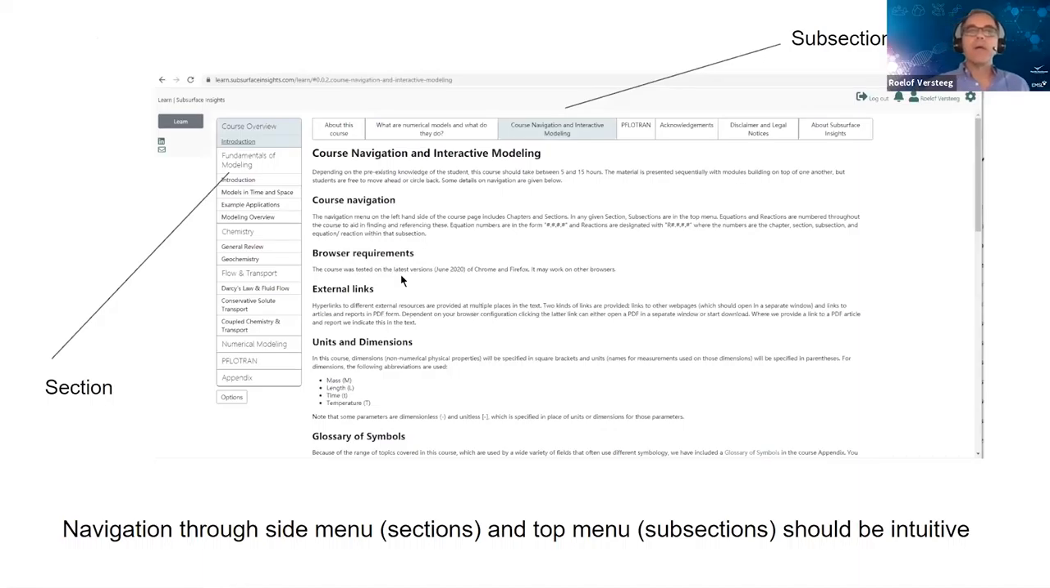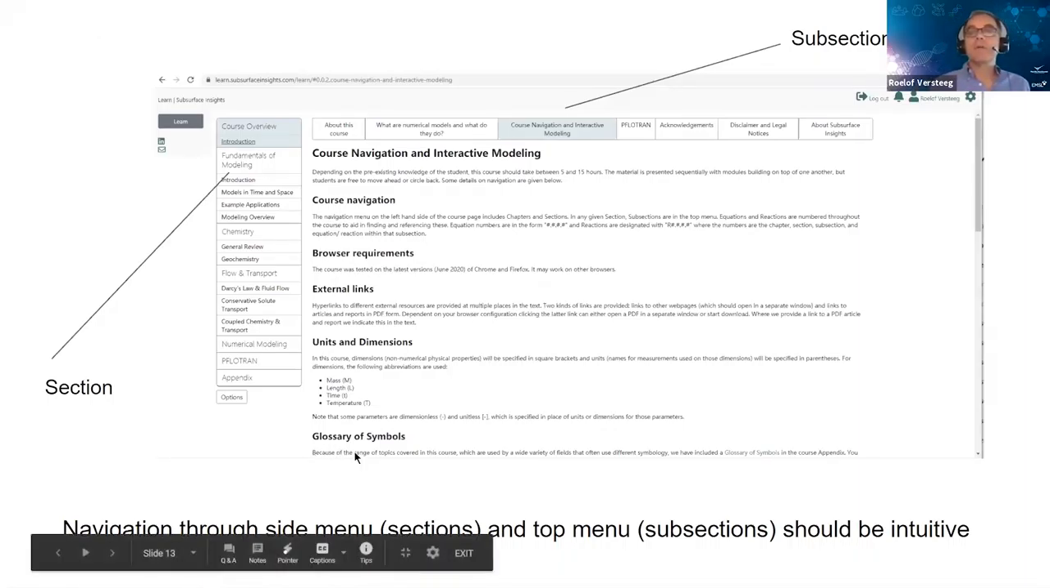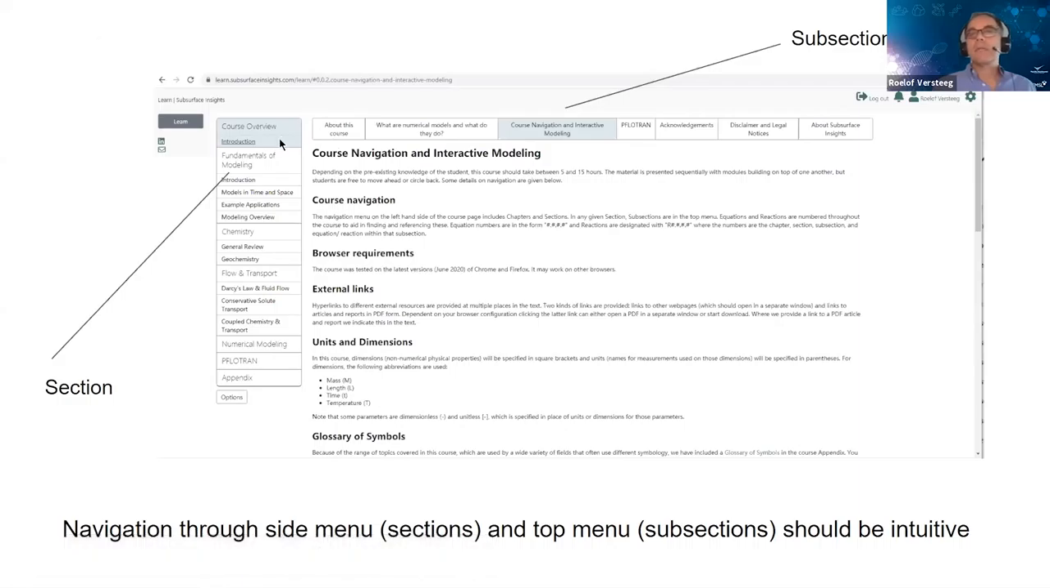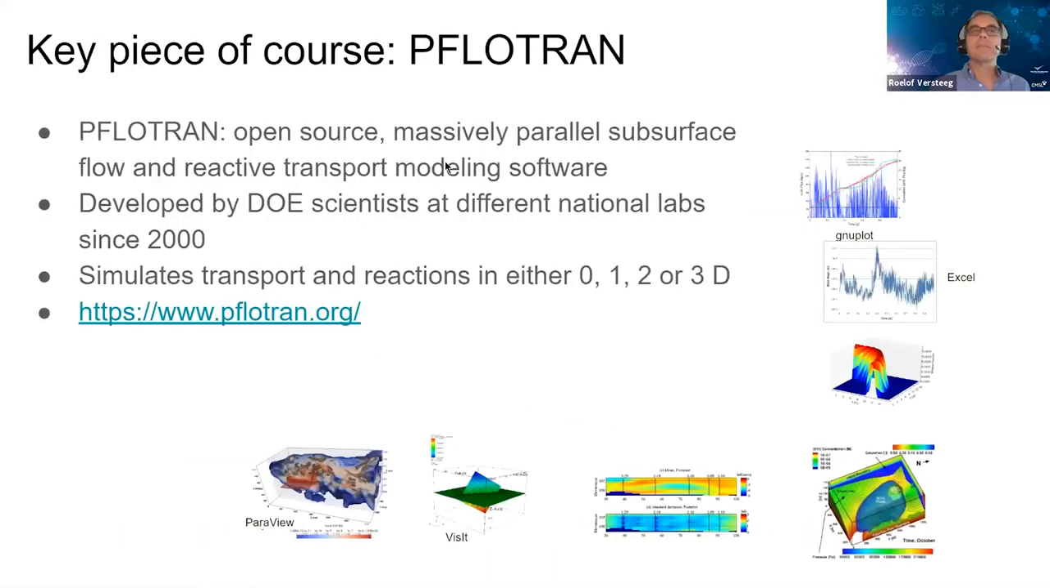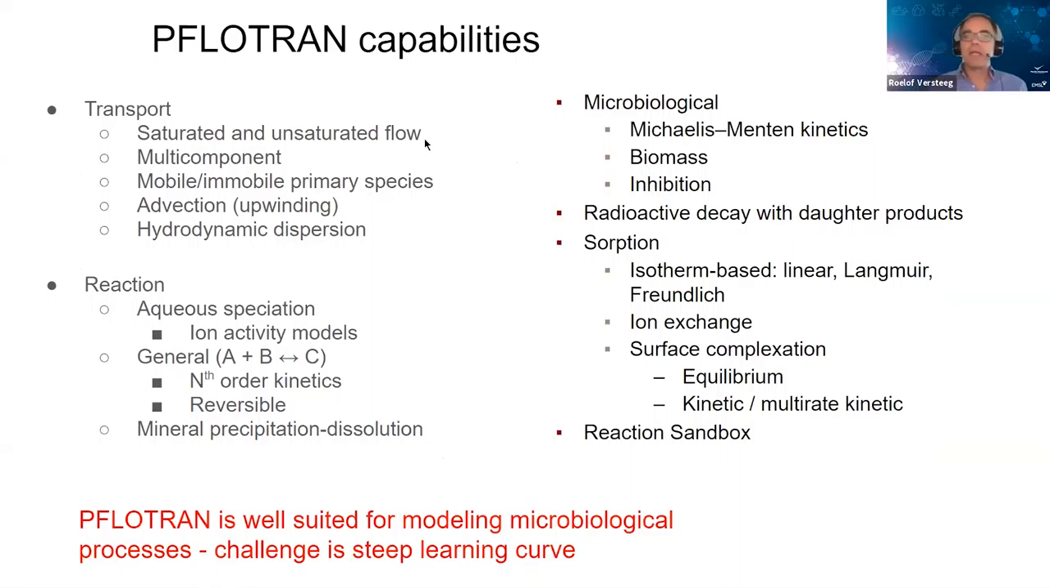Okay, so the navigation of the course should be pretty straightforward. Basically, and I'll show it here in a moment, you go into the course and you can navigate your sections and subsections. So what is the key piece of the course? I don't want to spend too much time on it, but it's basically PFLOTRAN. You had the introduction this morning, so I won't belabor what PFLOTRAN is and what it does, but it's a really great code. It can do all this really cool stuff, and here's a list of the capabilities. It's sort of like everybody should buy one. Actually, it's free, so everybody gets it for free.